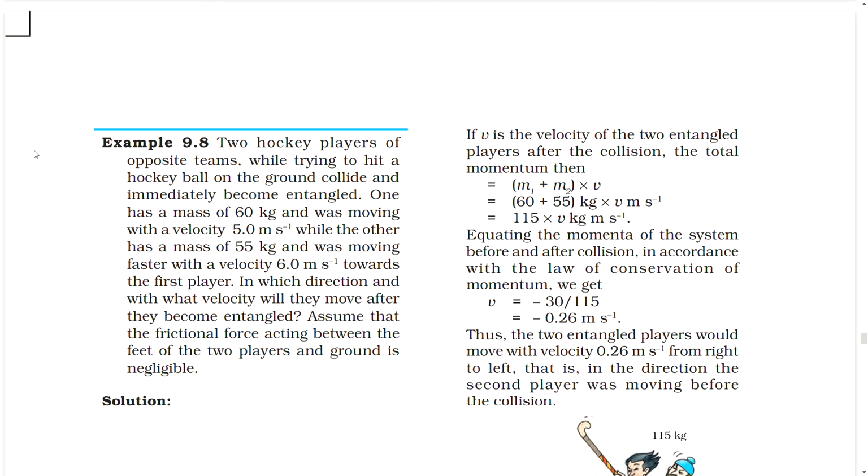Example 9.8. Two hockey players of opposite teams, while trying to hit a hockey ball on the ground, collide and immediately become entangled. One had a mass of 60 kg and was moving with a velocity of 5 meters per second, while the other has a mass of 55 kg and was moving faster with a velocity of 6 meters per second towards the first player. In which direction and with what velocity will they move after they become entangled? Assume that the frictional force acting between the feet of the two players and the ground is negligible.